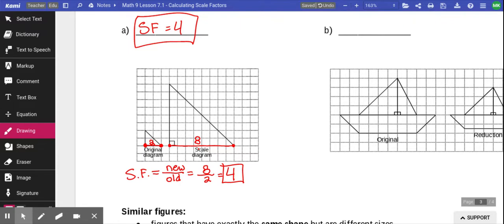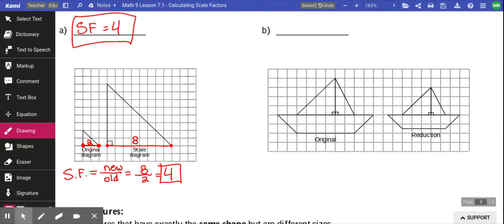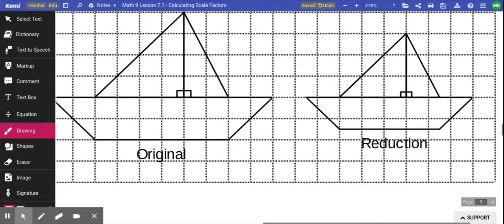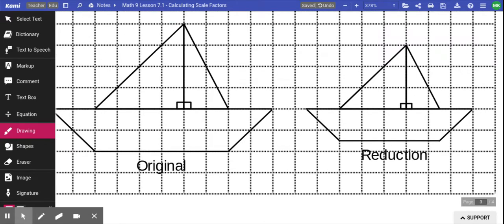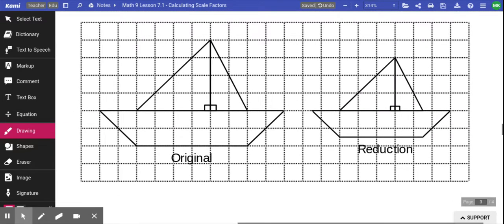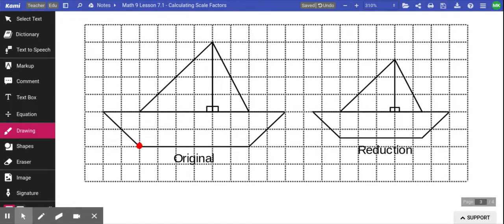Awesome. If I look at these pictures over here, basically a boat. If I want to figure out if it's gotten bigger or smaller, or whatever the scale factor is, I need to look at the original and find a side on the original that I can measure. I can measure the bottom of this boat. It goes from here to here. It's 1, 2, 3, 4, 5, 6 boxes long.